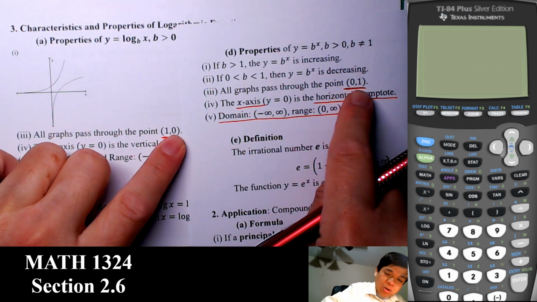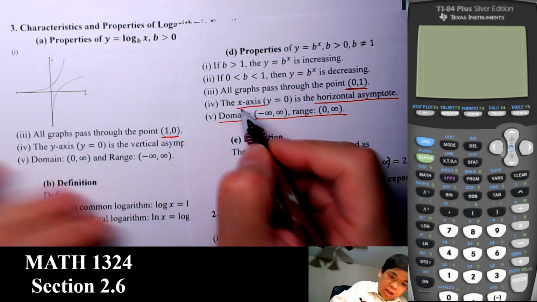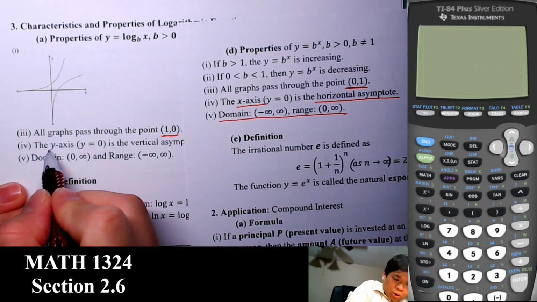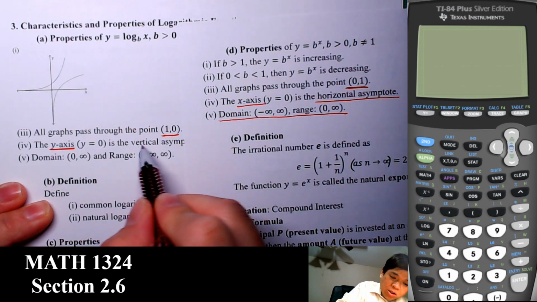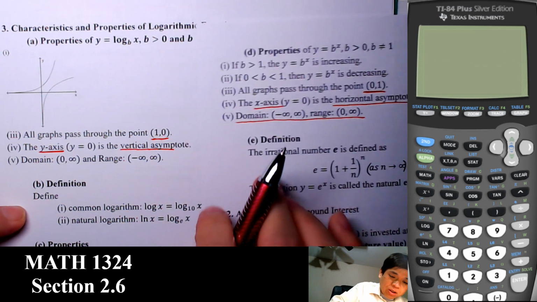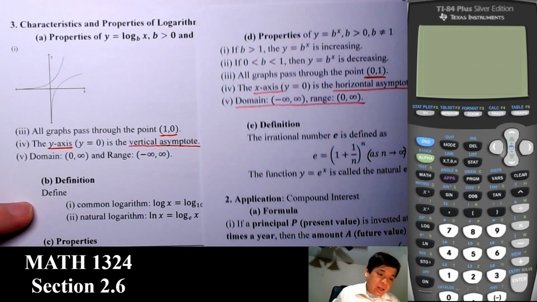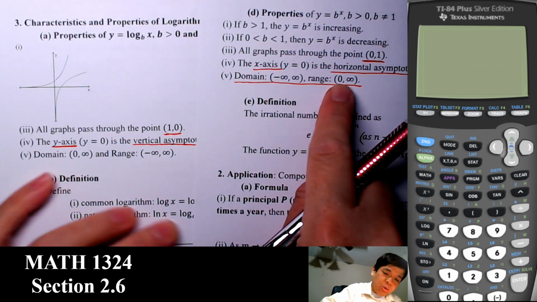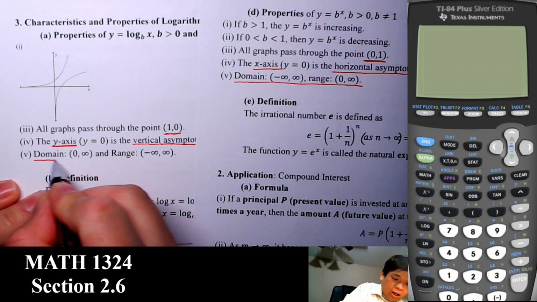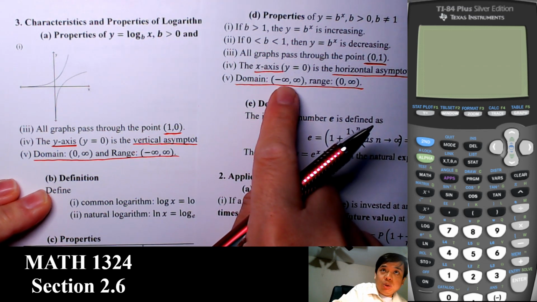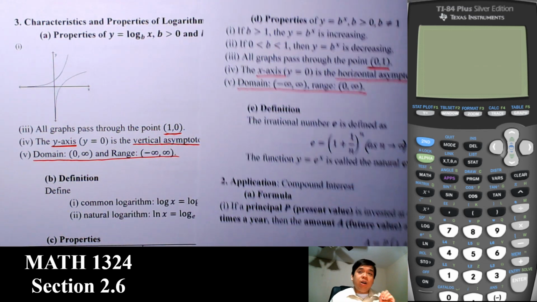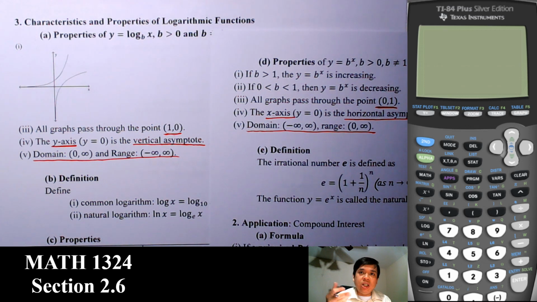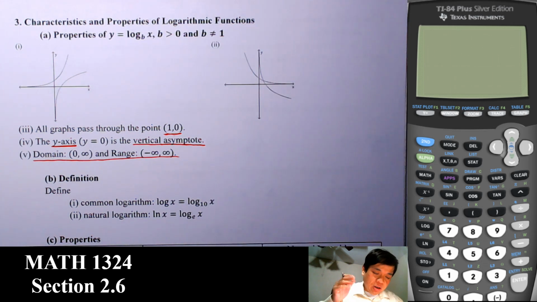0 and 1, 0 and 1, so swapping. The x-axis is the horizontal asymptote, so we switch the x to the y, and the horizontal becomes a vertical asymptote. And the domain and range: the range from 0 to infinity becomes the domain, and the domain of negative infinity to infinity becomes the range. So from the exponential function to the logarithmic function, we just interchange everything. The x becomes the y, horizontal becomes vertical, domain becomes range and range becomes domain.